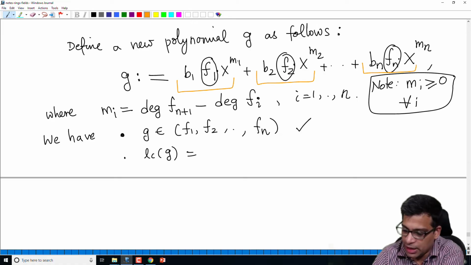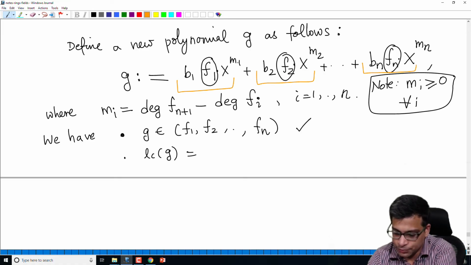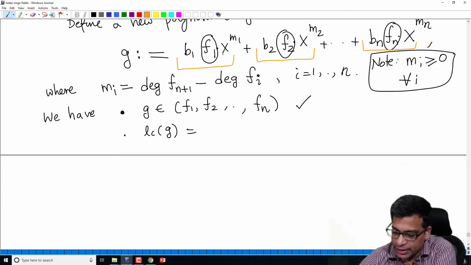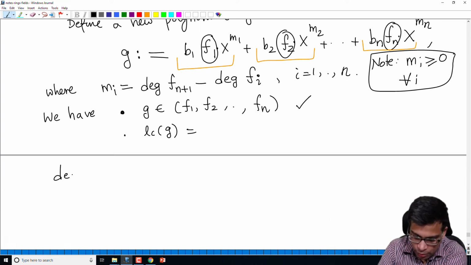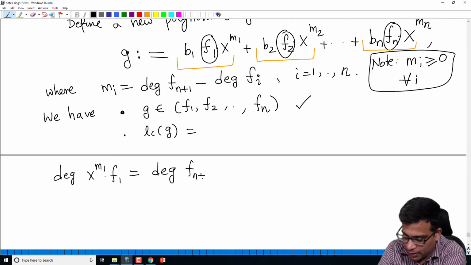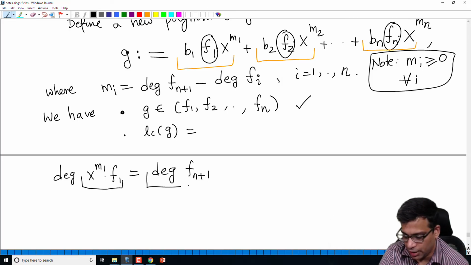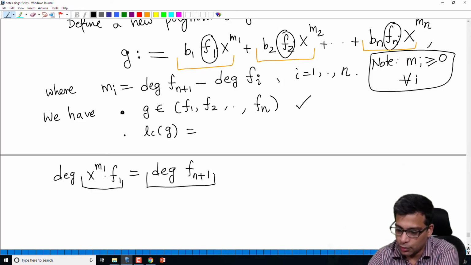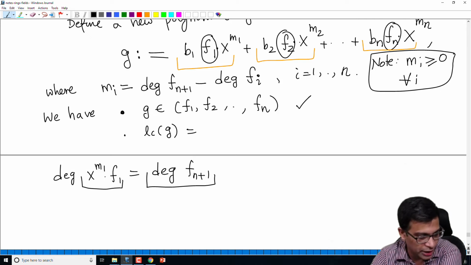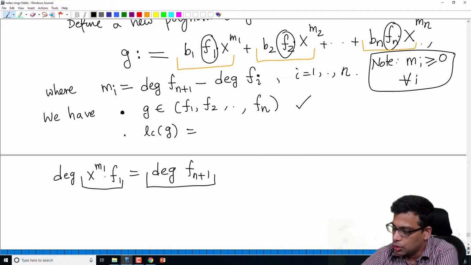So remember that the reason I am multiplying by x power m1 is so that the degree of x power m1 times f1 is actually equal to the degree of fn plus 1, right? The degree of f1 is potentially smaller than the degree of fn plus 1, but I am providing the remaining x. So by multiplying by x power m1, this term now will have degree equal to degree of fn plus 1. Similarly, this term will have degree equal to degree of fn plus 1. This term will have degree equal to degree of fn plus 1.